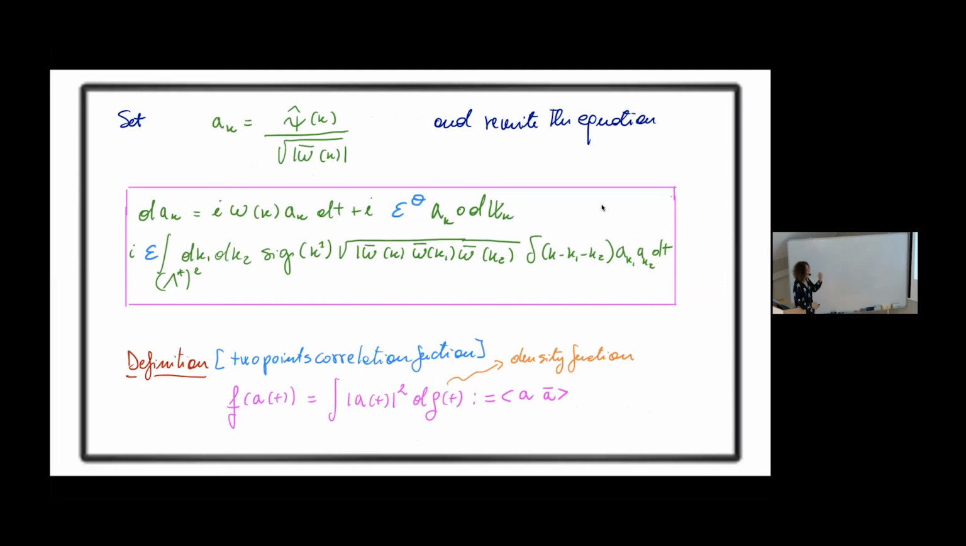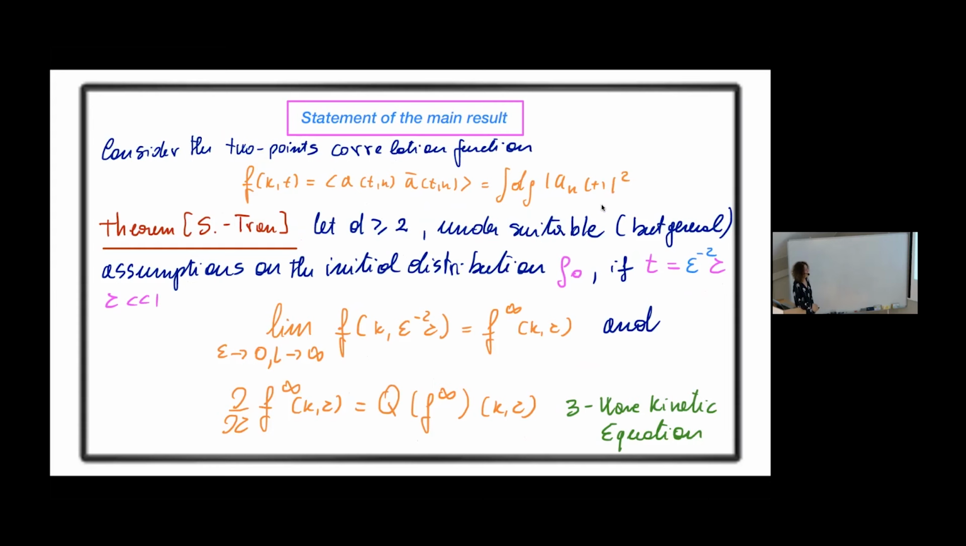All right, so again, what we want to look at is the expectation of the square, and this is my density function. There is a different perspective in what we do, because instead of looking at the evolution of the equation, we decide to look at the evolution of the density. So let me just write the theorem for you. It's exactly what you expect: when you take this quantity, which is the expectation of the Fourier coefficient squared, and you take the limit of epsilon, the weak nonlinearity, and the limit of L, first in the order of L equals infinity and epsilon equals zero, this indeed goes to F infinity, which satisfies the equation that we want.